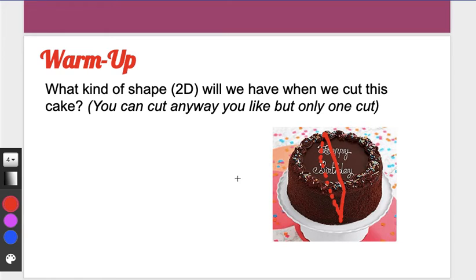Some students might say, of course nobody cuts a cake like that, but what if I cut the cake like this? I just cut through the middle and you will see a circle as a cross section. So really you can have multiple ways to get a cross section, depending on how you cut it.